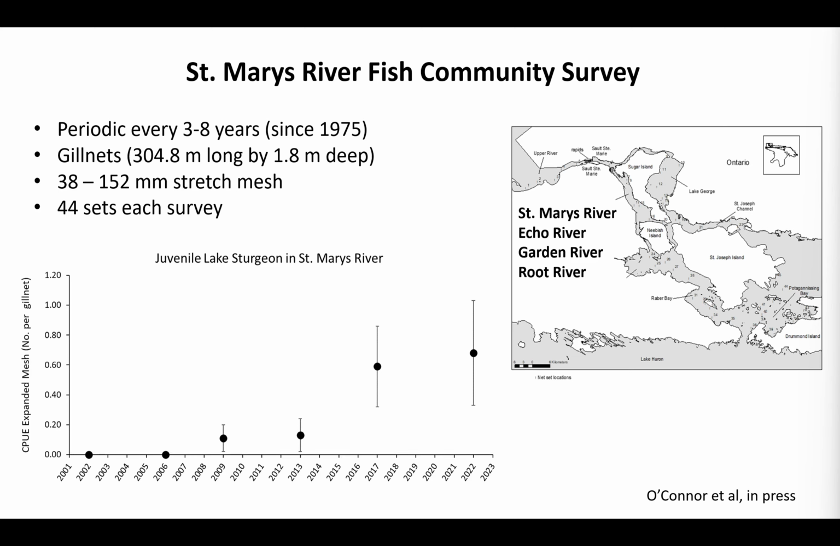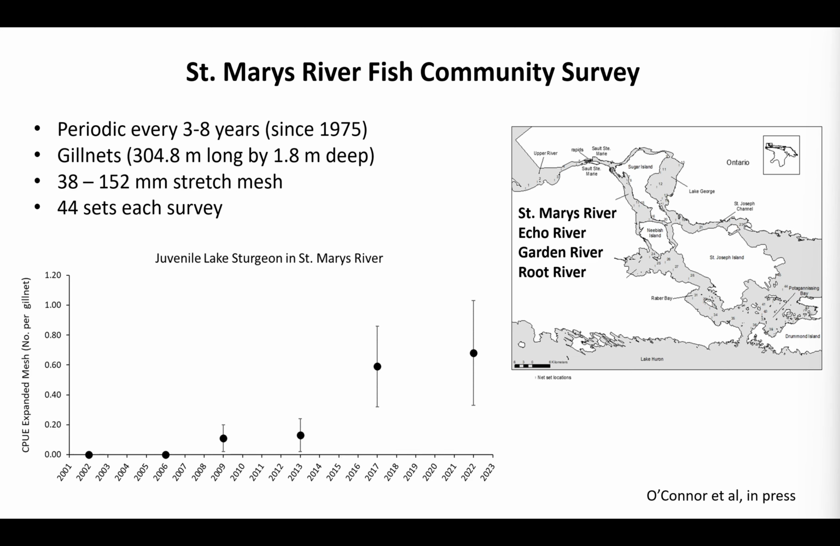All right, the St. Mary's River Fish Community Survey. This is done periodically, about every 5 years or so. Similar size gill nets with mesh sizes that would detect juvenile lake sturgeon. There are 44 nets set in each survey, and this is a multi-partner, multi-agency effort. And this one is pretty interesting. This has been on our radar for about 5 years now.